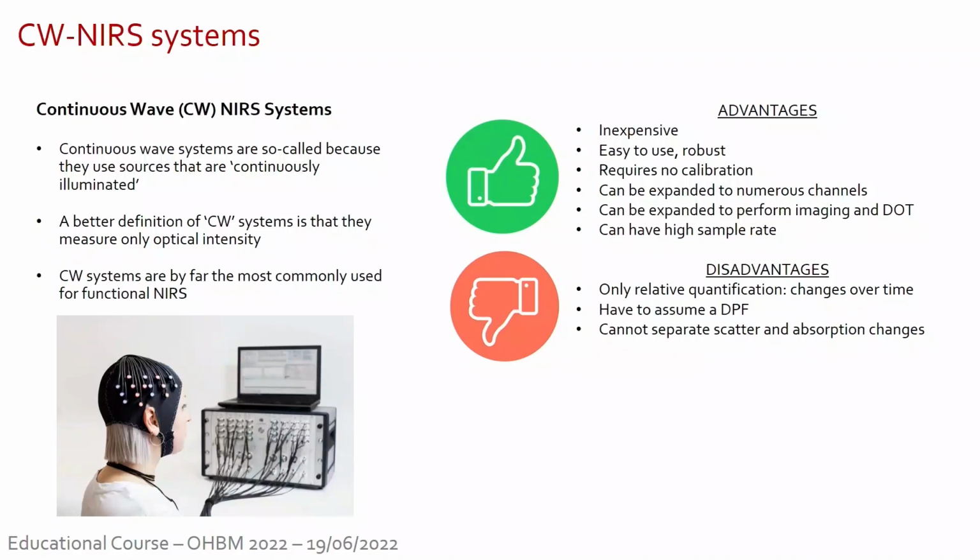They're relatively cheap compared to the other types of system. They're quite easy and robust, and they don't need any specific calibration. So even if you don't have a sophisticated engineering background, but you're just a neuroscientist like me, you can easily use it. They can be expanded to use several channels, which is good to cover a big portion of the cortex. They can be expanded to do imaging and DOT, which we'll talk about later. The main disadvantage, though, as Hamid already talked about, is that we cannot measure absolute values of oxy and deoxy, we only measure changes, and I'm going to talk about that later.